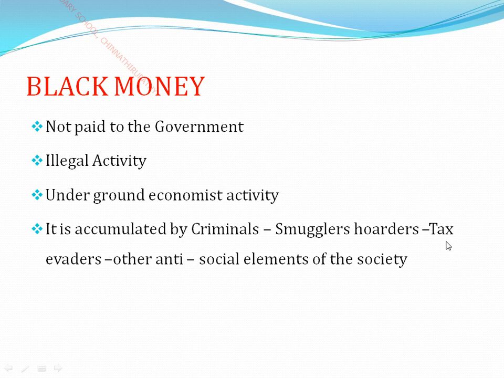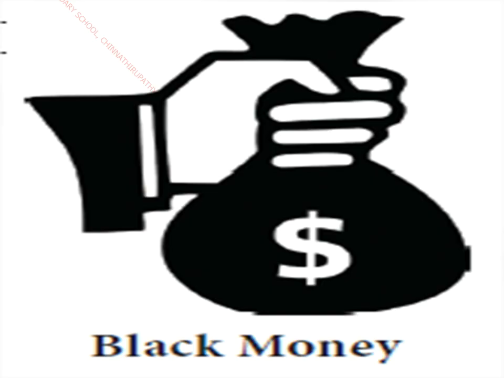Tax evasion is the crime of not paying all the taxes that you should have to pay. When the government levies a tax on a person and the person does not pay it, that person is a tax evader. Earning money in these ways is categorized as black money. Okay, children, see here, the picture gives an idea about black money.